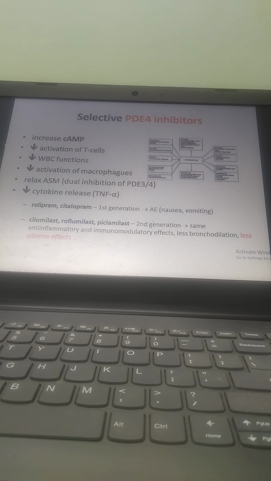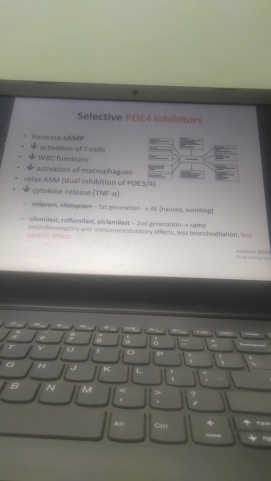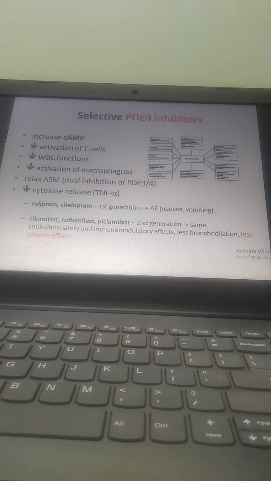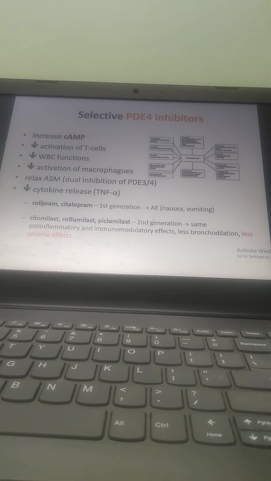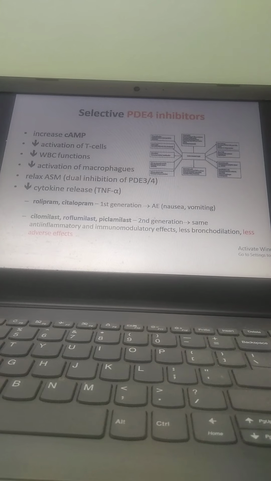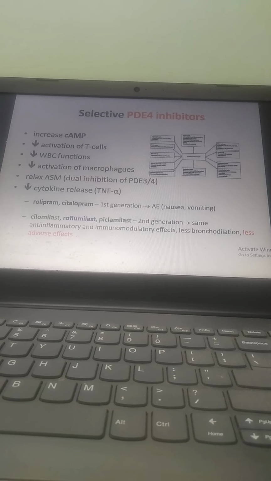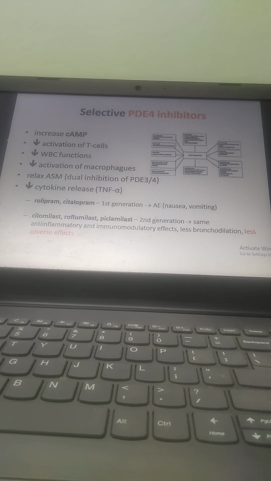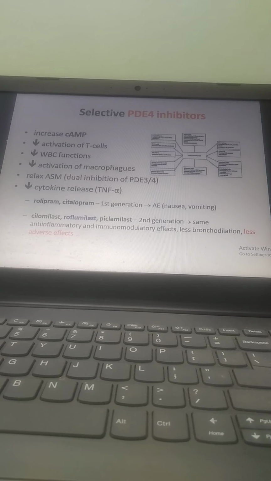Cilomilast, roflumilast, piclamilast are second generation. They have anti-inflammatory and immunomodulatory effects, less bronchodilation, and fewer adverse effects. So we have to see what the first generation drugs are, and if there is nausea and vomiting, how we can control it when there are more side effects of the drugs.